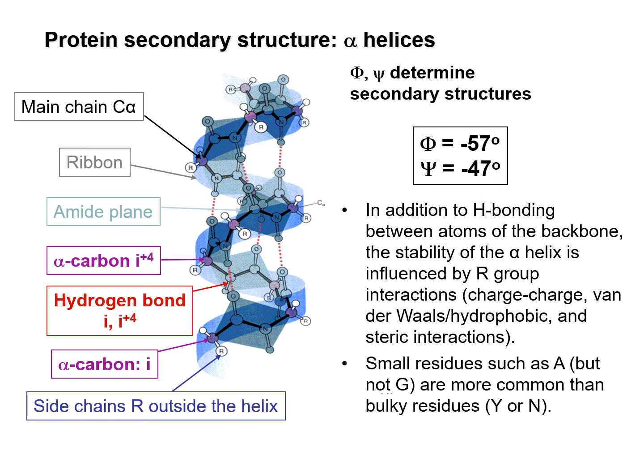In addition to hydrogen bonding between the atoms of the backbone, the stability of the alpha helix is influenced by the side chains, the R group interactions such as charge-charge, van der Waals, hydrophobic interactions, as well as steric interactions. Small residues such as alanine, but not glycine because it's the littlest one and is mostly involved in the loops, are more common than the bulky residues, which can make steric clashes within this kind of tight, cramped structure.